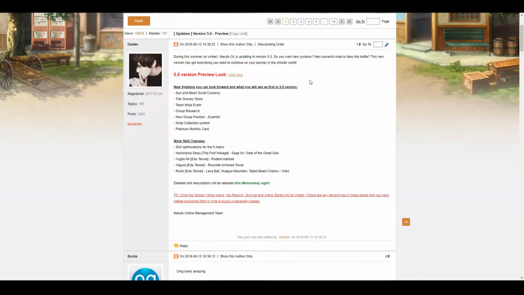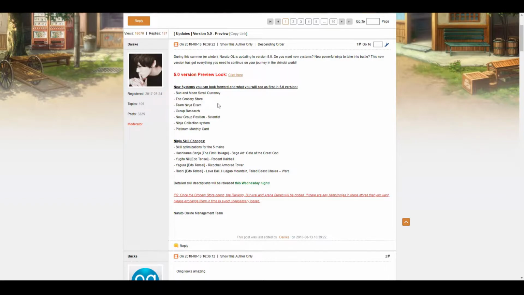the arena, ranked and survival trial shops, just those three. Any coins you have in there will be converted. I think there is a cap of 80,000, but I could be wrong, or there may be some special circumstances around that. The grocery shop, I'm not too sure what that is.